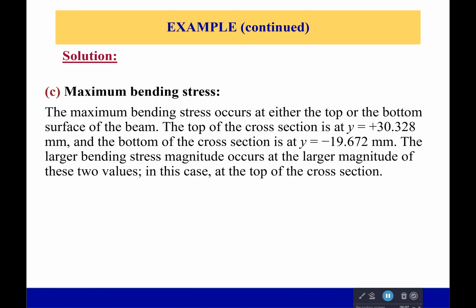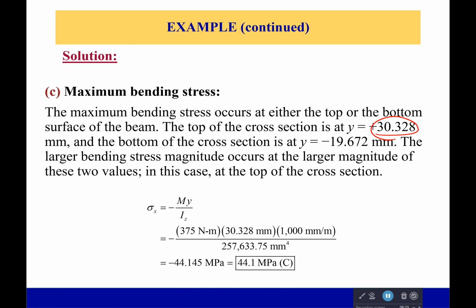And finally, what is the maximum bending stress? Well, the maximum bending stress occurs at the greatest distance away from my centroid. So that's actually for the top, because it's 30.3 millimeters to the top, and only 19.6 to the bottom. Or we could also say the one with the smallest section modulus. Either way works. And so what we get is we'll have a negative 44.14 megapascals, which happens to be compression, so we can just write 44.14 megapascals compression.